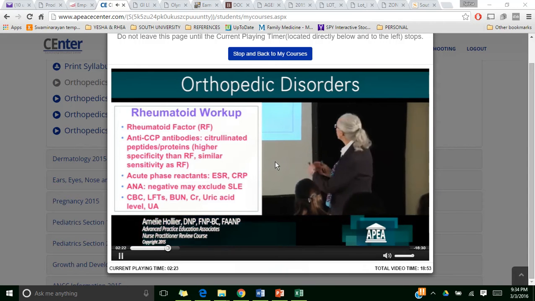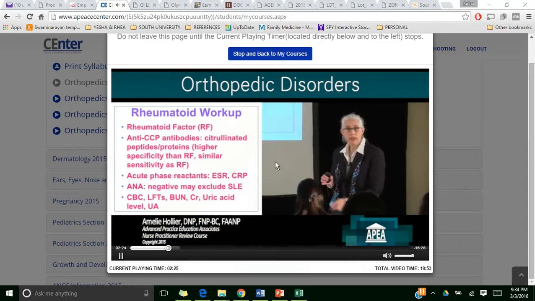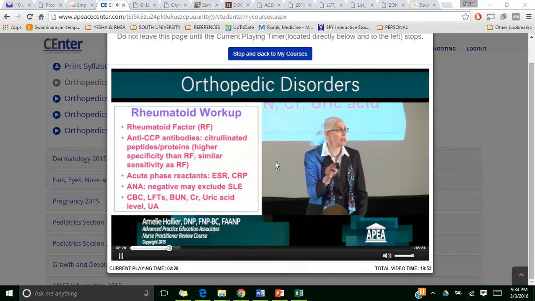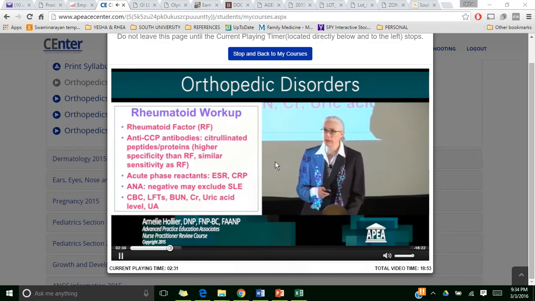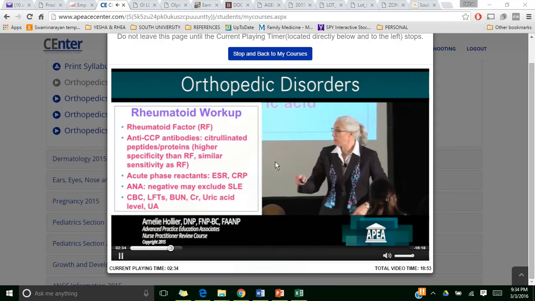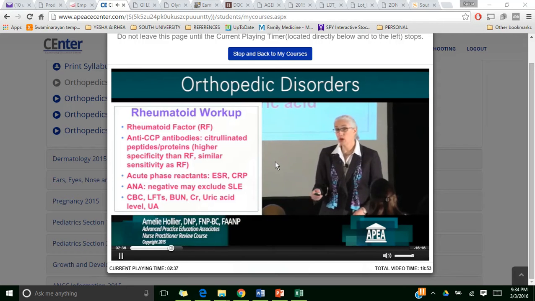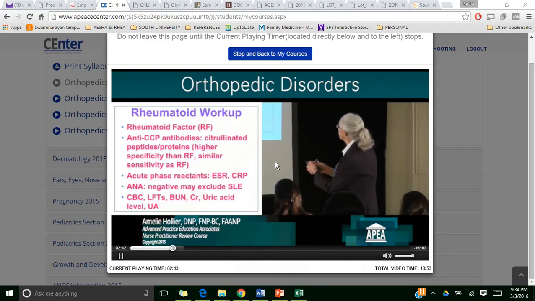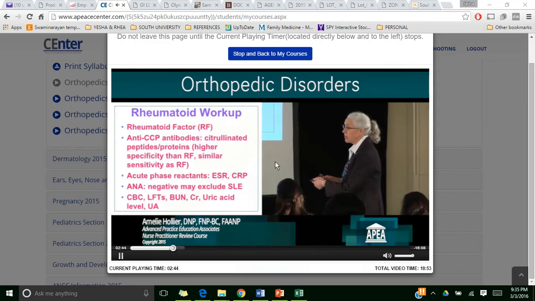We typically get some of those acute phase reactants. They're very elevated in patients who have an acute inflammatory something going on. We get a SED rate and a CRP. You probably will get an ANA, but that doesn't diagnose rheumatoid arthritis. What might it do? It might exclude lupus as the reason they're having these symptoms, because a lupus patient can come in just like these people.